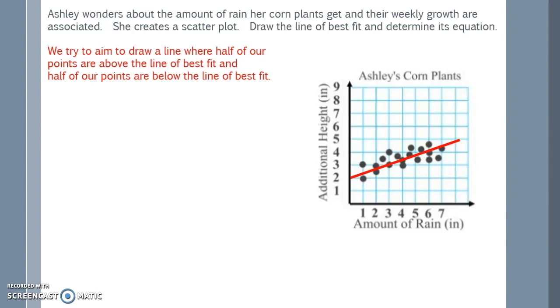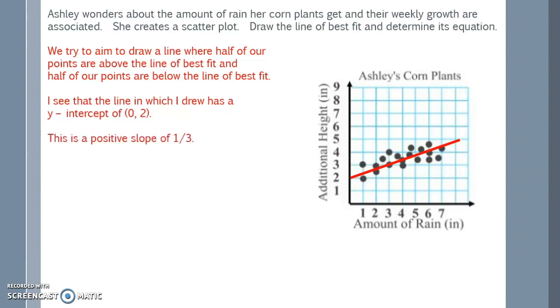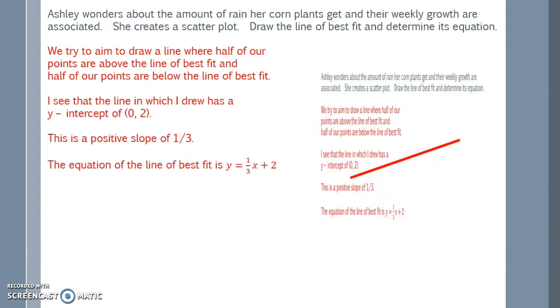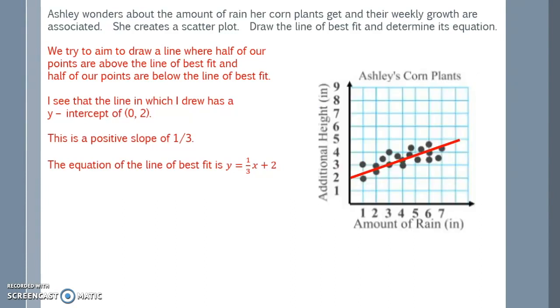Here's one possible solution. I see that the line which I drew has a y-intercept of (0, 2), and it also has a positive slope of 1/3. We rise 1 and run 3. The equation of the line of best fit is y = 1/3 x + 2 when we use the equation y = mx + b. Answers can vary since we are informally finding the line of best fit for now.